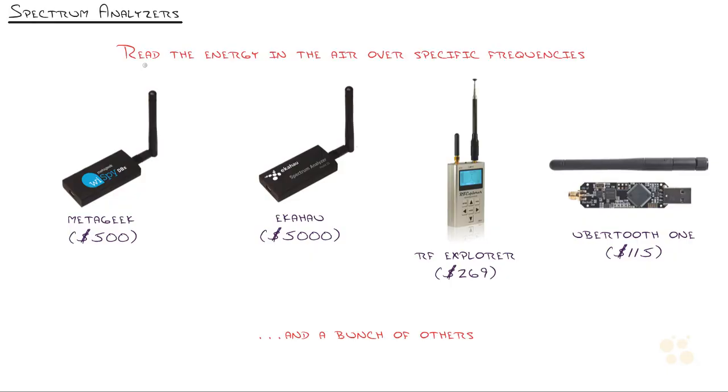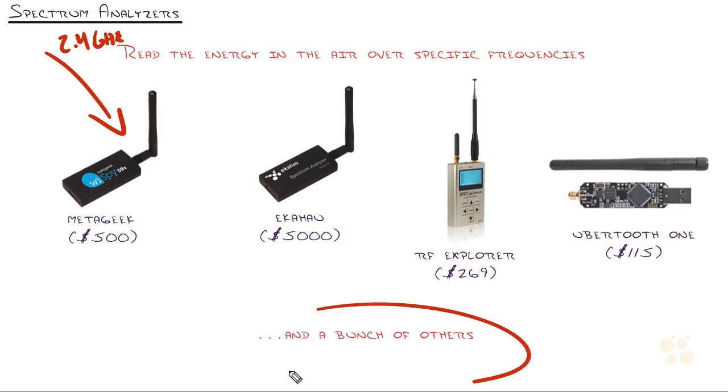These things are designed to read the energy in the air over specific frequencies. Meaning, rather than joining a 2.4 gigahertz network, for example, these little adapters will look at the 2.4 frequency spectrum and say, what stuff is floating around here? Now, there are a whole bunch of these things out there. I just put some of the ones that I've had experience with right on the screen.